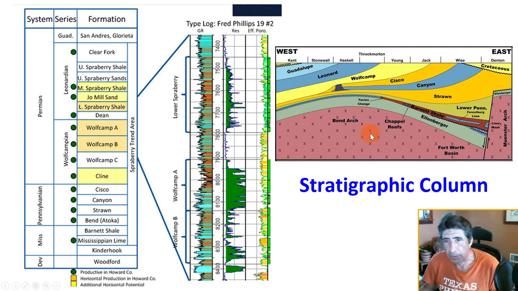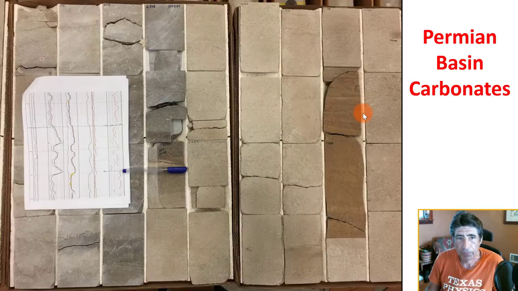Over in a different place of the U.S., the Fort Worth Basin, it's just showing this diagram to indicate how these formations relate. Here's again the Wolfcamp shale, and then we have the Cisco limestone, and then the Canyon limestone. We are going to see them in the core analysis.